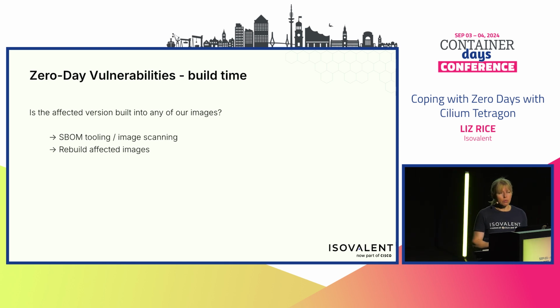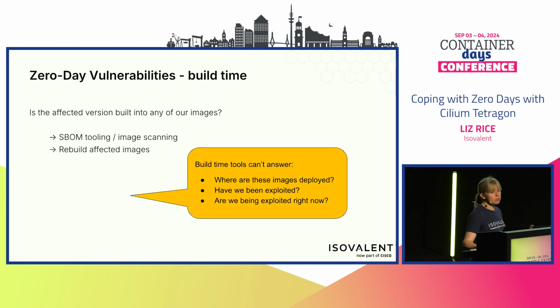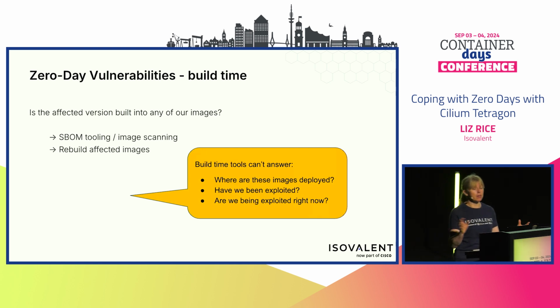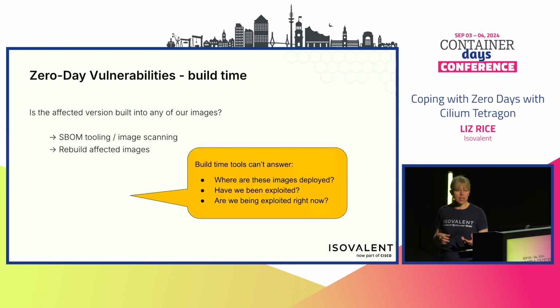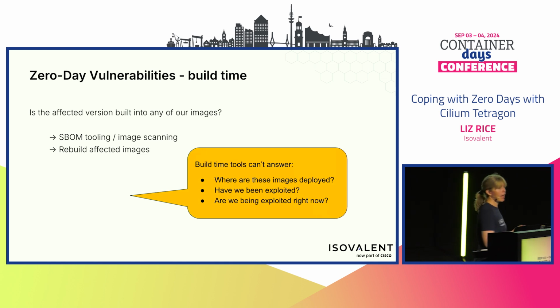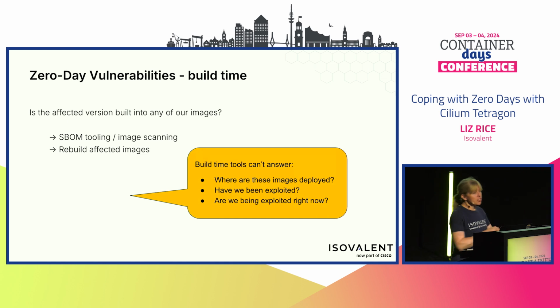But there's a limit to what build time tooling is going to tell you. What build time tooling won't tell you is whether or not you're actually running images in your deployment that have these affected libraries. It can tell you whether you've built them, but it can't tell you whether they're running. And it certainly can't tell you whether or not you've been exploited or whether there is an ongoing exploitation of your live system.